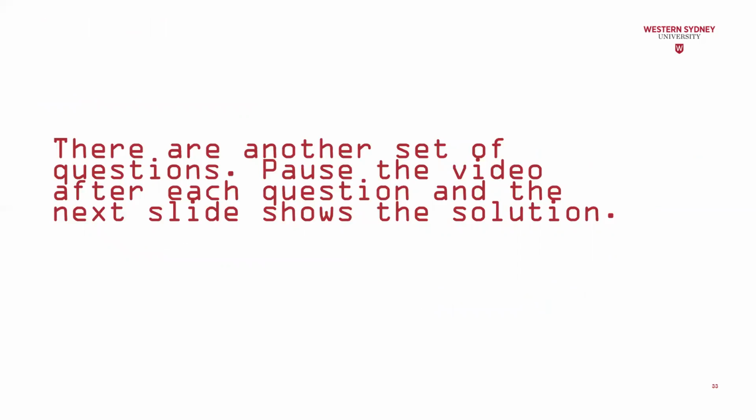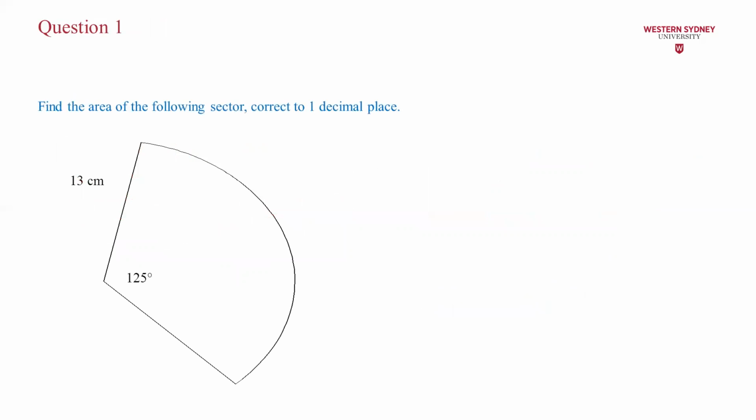There are now another set of questions. So pause the video after each question and the next slide will show the solution. It will just show the solution without any audio. Use the area of a circle formula in this case, but multiply by a fraction with 360 in the denominator to find the area of that sector. Pause the video now.